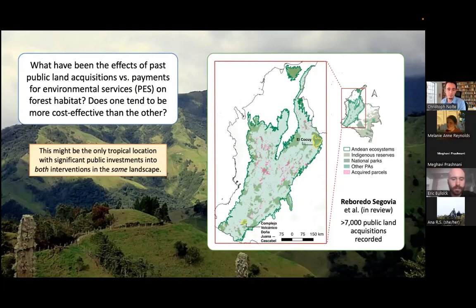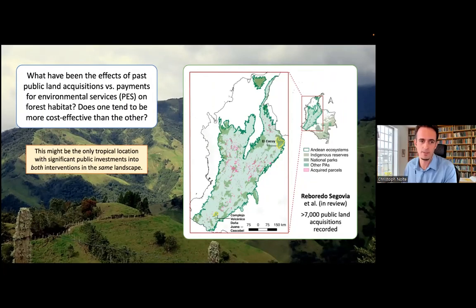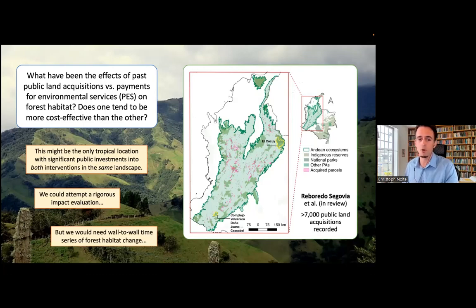Right? And this is really interesting because it might be the only tropical location, at least it's the only one I'm aware of, that has large public investments into both interventions in the same landscape. So we could attempt a rigorous impact evaluation, but we would need wall-to-wall time series of forest habitat change. And that is the remote sensing problem, right?